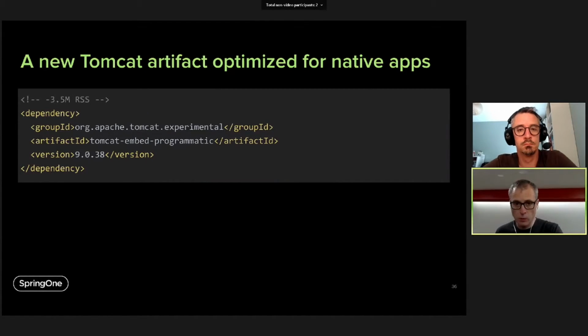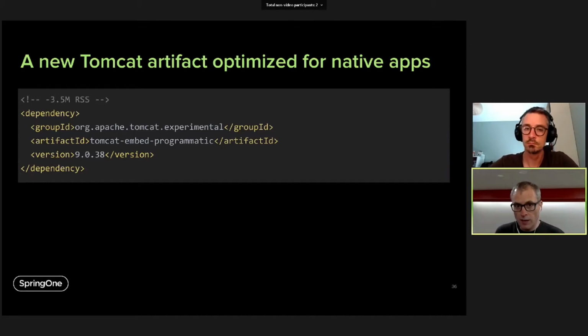And it's not just Framework and Boot. We've been doing a lot of work with other projects, for example, Tomcat here. So there does exist now, in the experimental group ID, a Tomcat embed programmatic artifact. Now this is a stripped down Tomcat that suits our needs, and it's much easier to analyze by that GraalVM static analyzer. This will save you another 3.5 meg RSS. And remember 3.5 meg on the previous slide. It does start to add up.